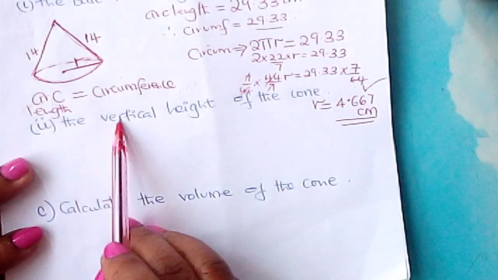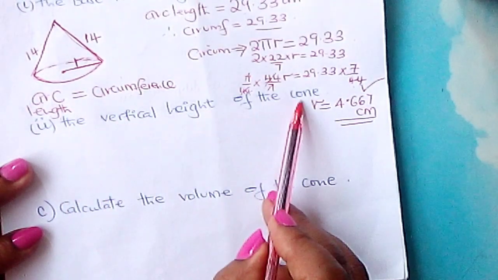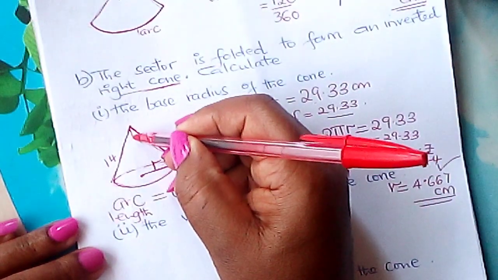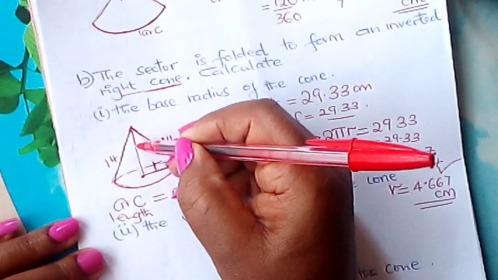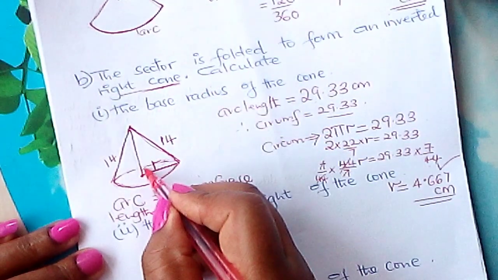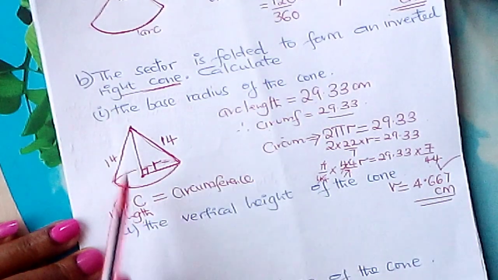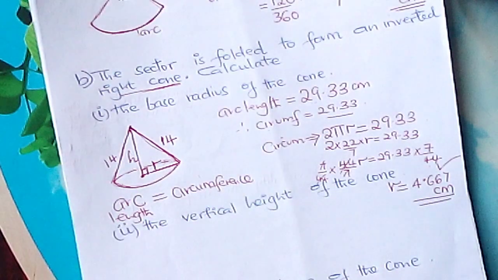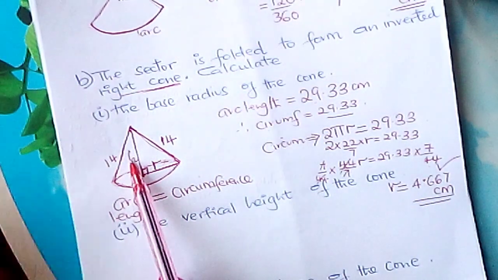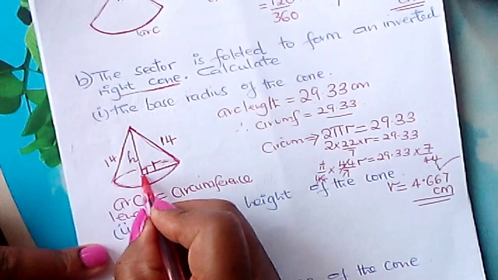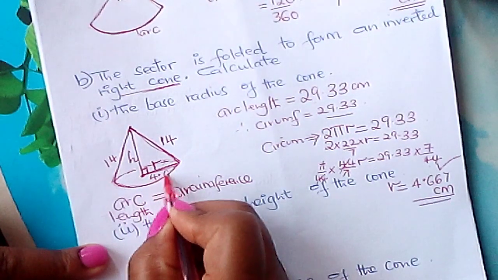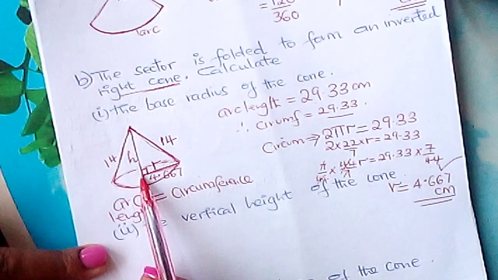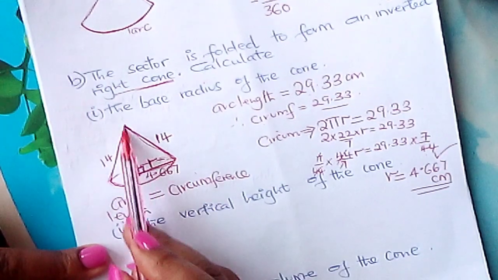Calculate the vertical height of the cone. Which is the vertical height of the cone? It is this perpendicular height here. Look at this, learner. This is the perpendicular height. It meets with the radius at 90 degrees. This is the vertical height of our cone. We give it letter H. So we are told to find this H of the cone. We have got that the radius here is 4.667 centimeters. And therefore, to get this H here, learner, we use Pythagoras theorem.